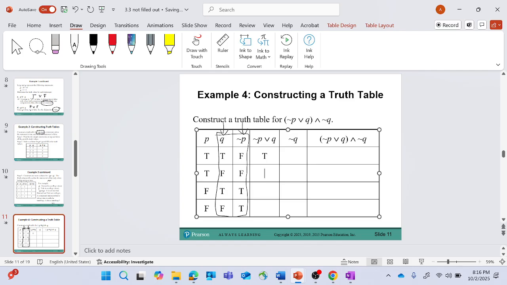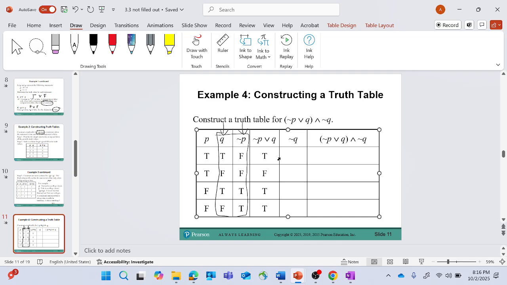The second one, they're both false. Q and not P, or Q or not P. They're both false. That's going to be false. True and true. That's true. False and true. That's true. Remember, only one of them needs to be true for an or statement. That's all it needs to be. Any questions about that?